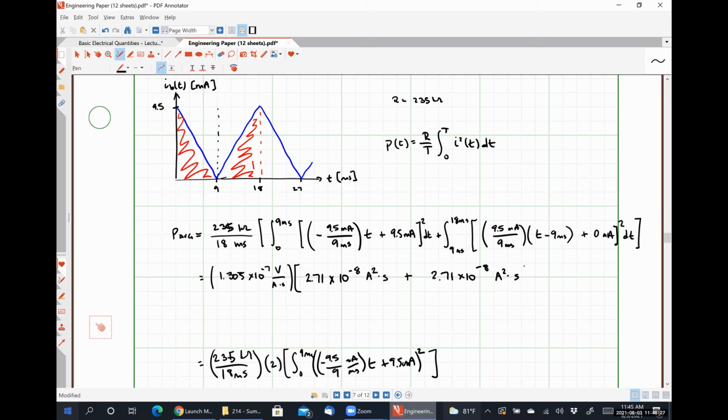Amp squared seconds again. So like I said, the area under those both portions of the curve represents the exact same thing. So times 2 times 1.305 times 10 to the minus 7. Sorry, that should be positive 7. My mistake. So 0.0665 watts.